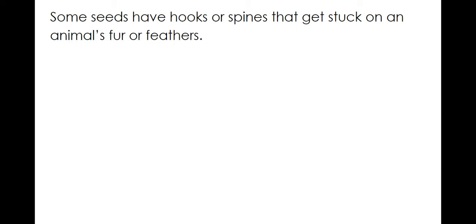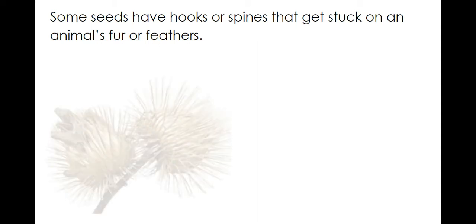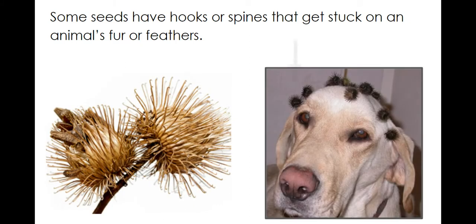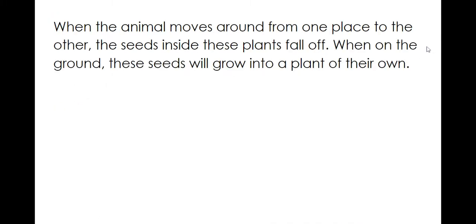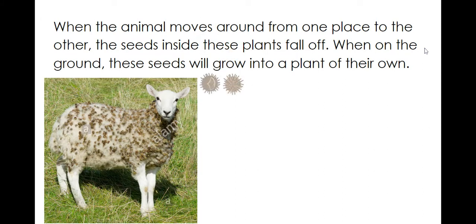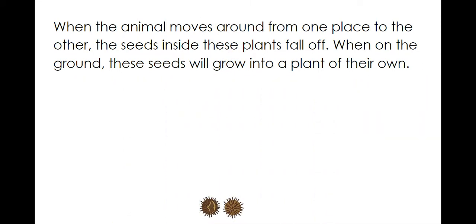Some seeds have hooks or spines that get stuck on an animal's fur or feathers. These are examples of these hooks and spines. You see the burrs on the dog's head here. They're stuck to the dog's fur. When the animal moves around from one place to another, the seeds inside these plants fall off. When on the ground, these seeds will grow into a plant of their own.